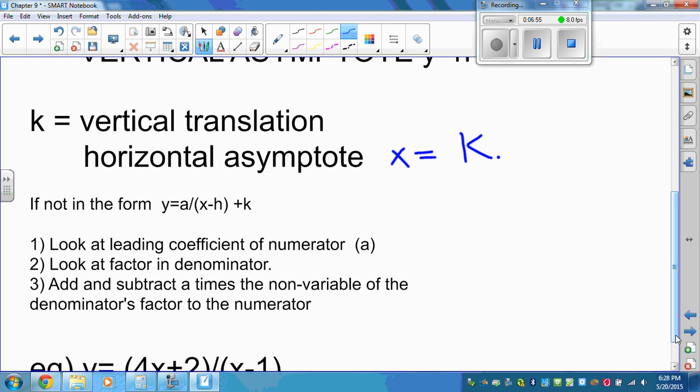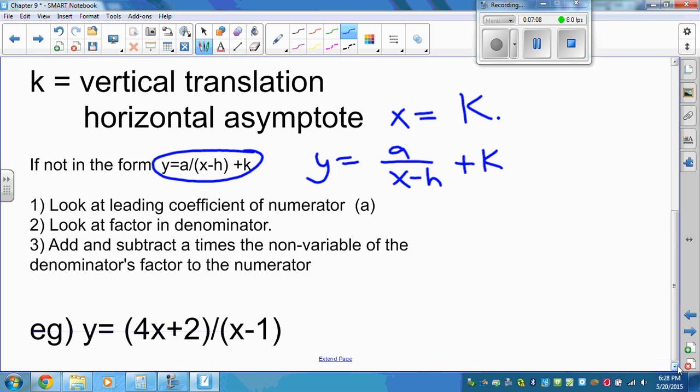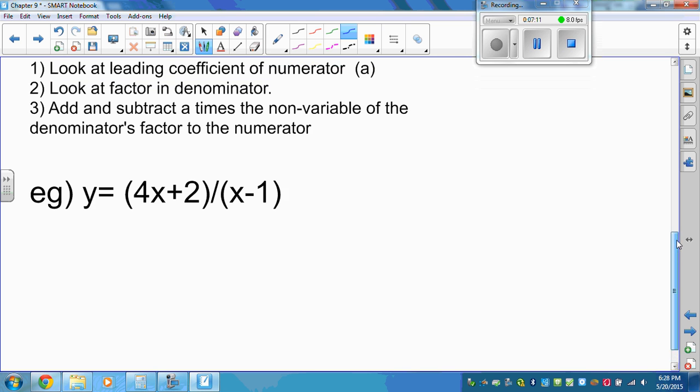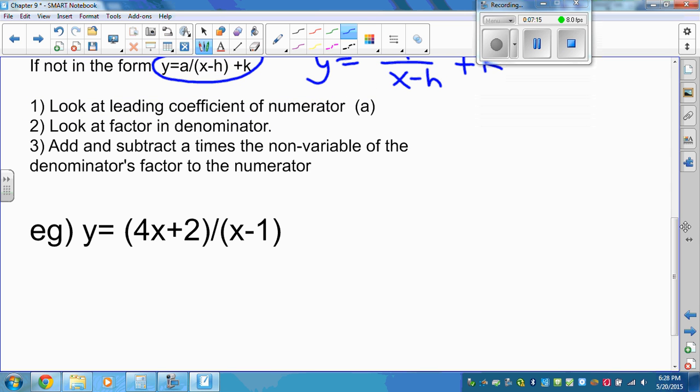Okay. So sometimes we're going to have functions that are not in the form we want. They aren't y equals a over x minus h plus k. So here are some steps to convert it, and I'm going to do an example with you. It says, first of all, look at the leading coefficient of the numerator. I'm just going to rewrite this so I can clearly see the numerator and the denominator. The leading coefficient is the number in front of the highest power of x, so this number here, 4. Then look at the factor in the denominator. Well, that's x minus 1.